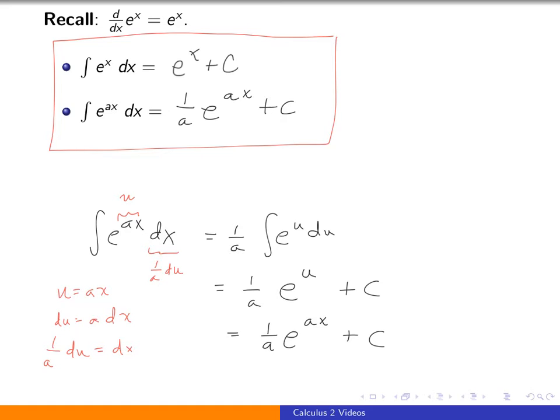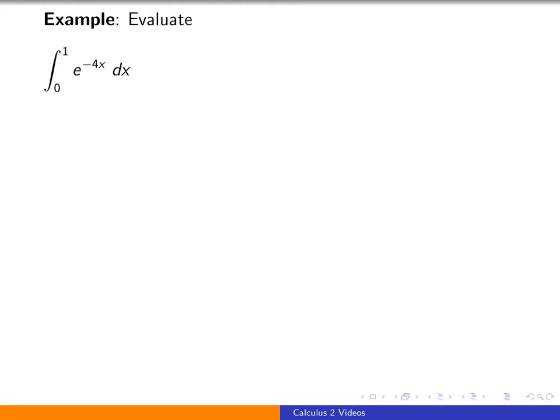Let's investigate several examples. So we'll begin with the following definite integral: the definite integral from 0 to 1 of e to the minus 4x. Now note from our previous slide, this is exactly the form of the formula that we had. So the antiderivative of e to the ax, and a could be a constant like say minus 4, is 1 over a e to the ax plus c. So by the fundamental theorem of calculus, we need an antiderivative, so minus 1/4, i.e. 1 over minus 4, e to the minus 4x, and we evaluate this from 0 to 1.